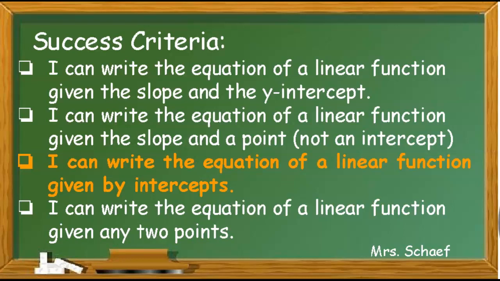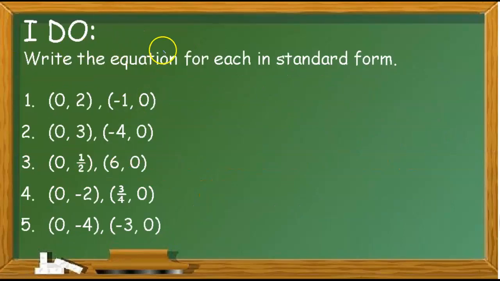Okay, so we are ready for success criteria number 3 on our writing of linear functions, the equations. In this one, we're going to write a linear function if you're given the intercepts. So we're going to be given the x and the y intercepts. First off, we're going to write each equation in standard form. So that's the instructions. Now that might not always be the instructions given your intercepts, but that's definitely the instructions for this one.